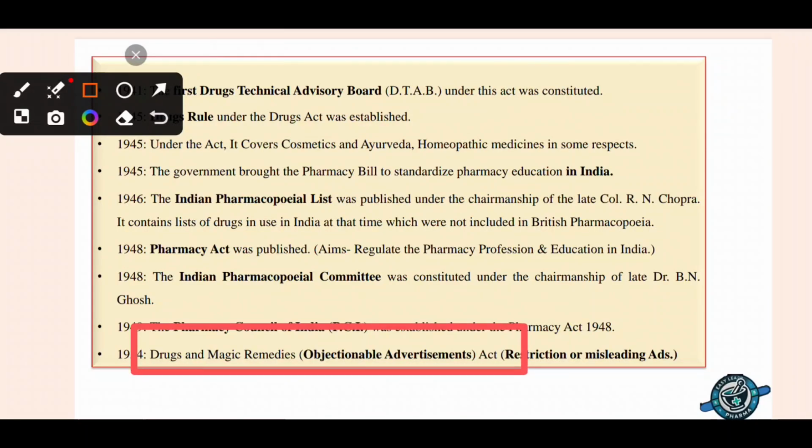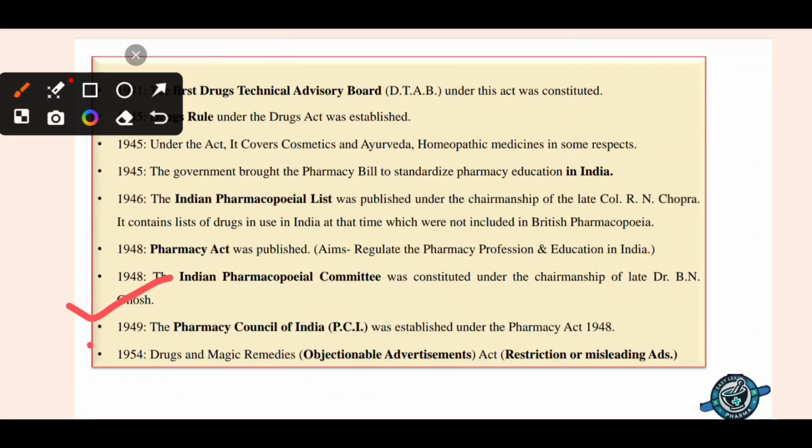Act was established. Okay, in 1954 the Drugs and Magic Remedies Act was established. So what is the reason behind it, or what is the importance of the Drugs and Magic Remedies Act? I am giving one example so that you can easily understand. Suppose a product cannot cure a certain type of disease, but the company says that this medicine cures that disease. Definitely in that case it is a type of offense.